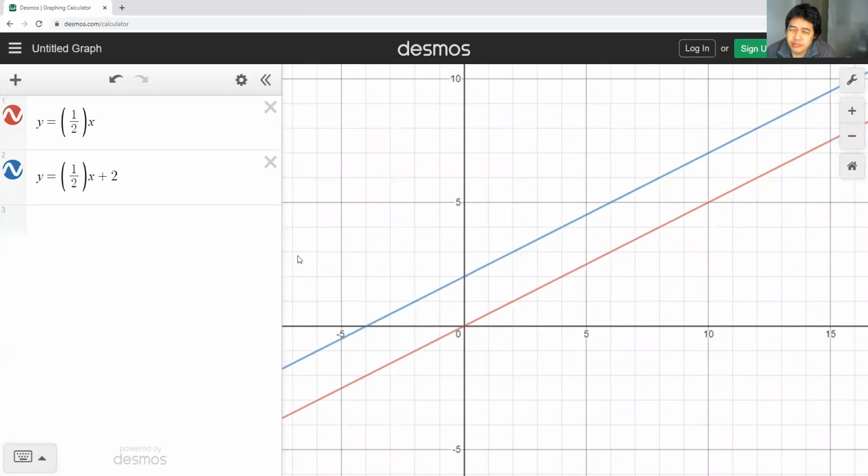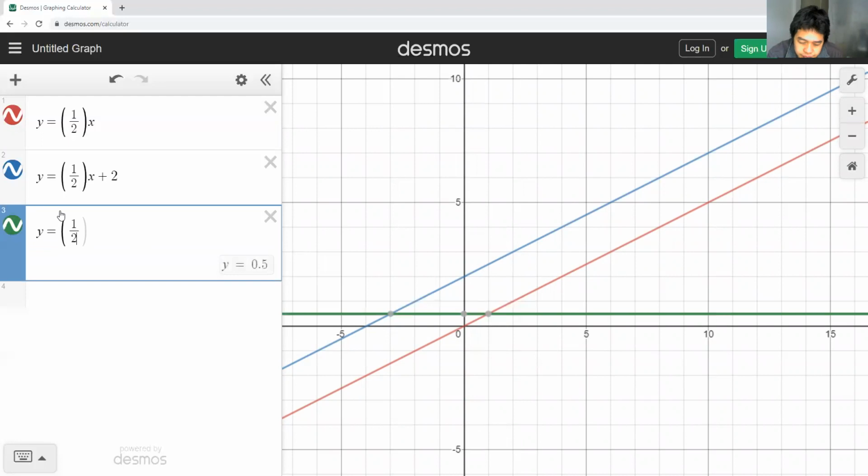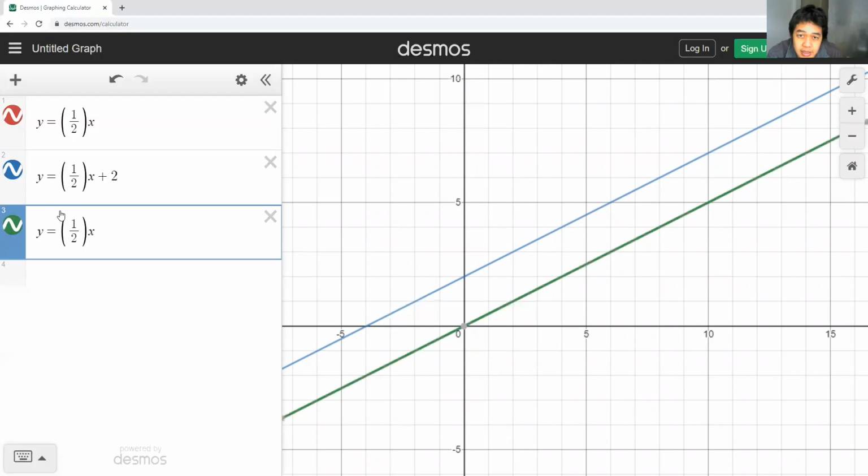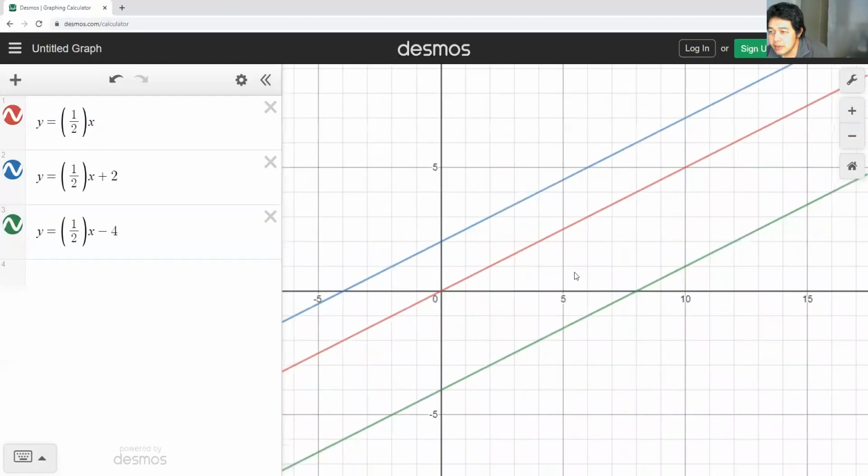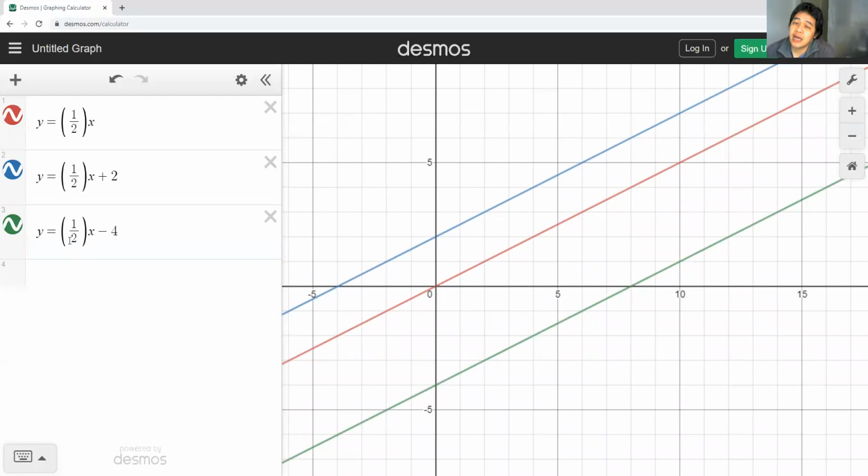And you can also say you want to have y equals to half x and then minus 4, for example. Now you see the green line here. That's the line y equals to half x minus 4.